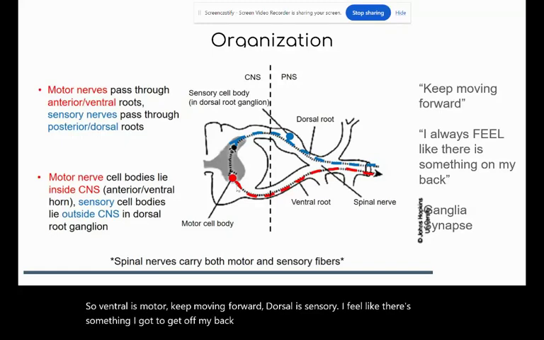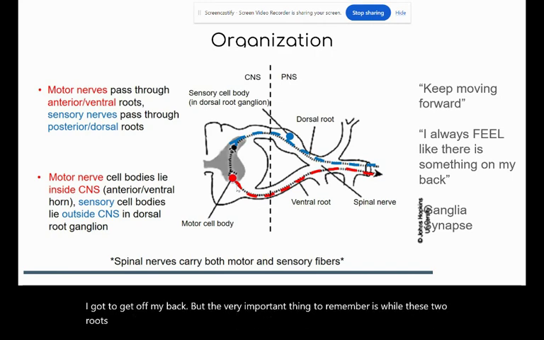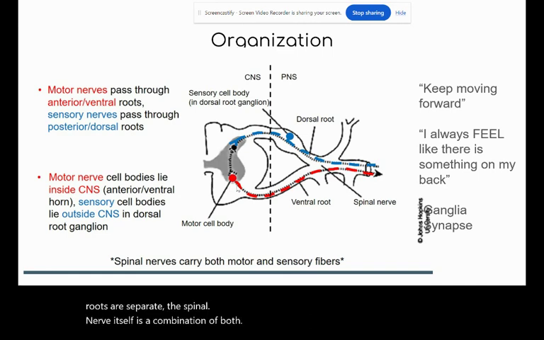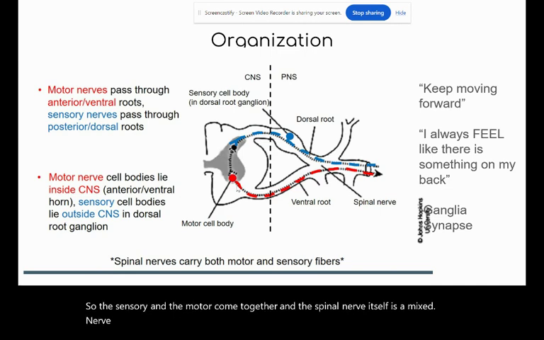But the very important thing to remember is that while these two roots are separate, the spinal nerve itself is a combination of both. So the sensory and the motor come together, and the spinal nerve itself is a mixed nerve. That is very important. It comes up again and again and again. Okay, so that's one way they're different.